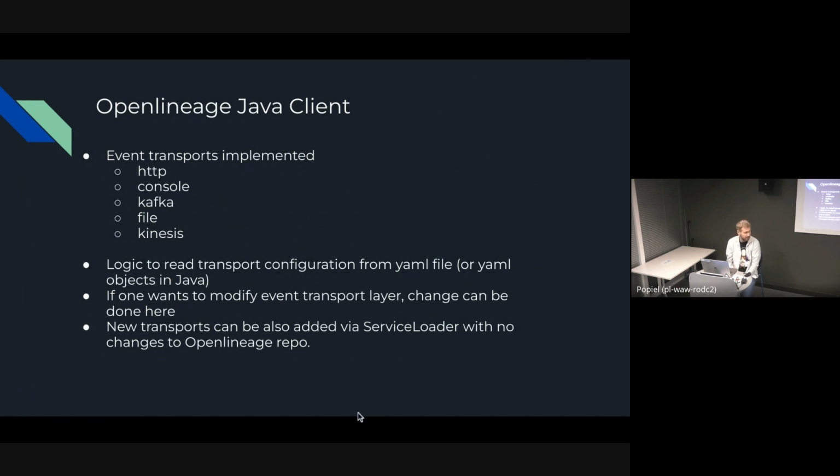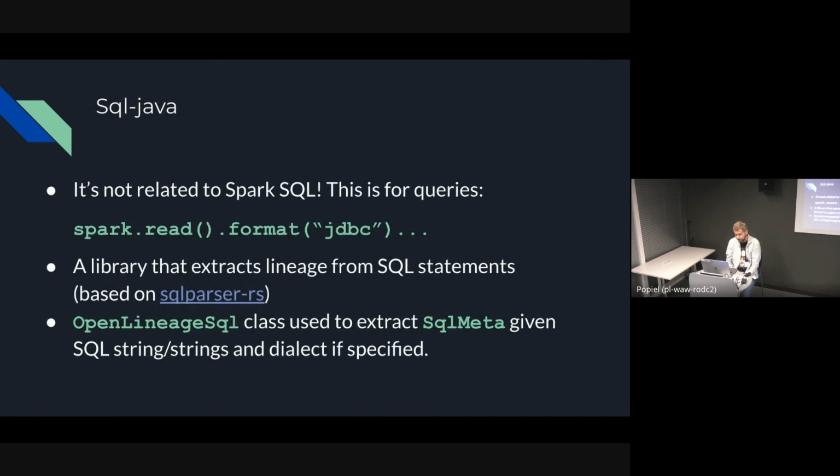And additionally, we have a way of extending it. If you have your custom transport and you don't want to publish it to the community or release it, you can just have your own jar and define through the service loader the transport interface you want to use. And that's something someone was trying out.